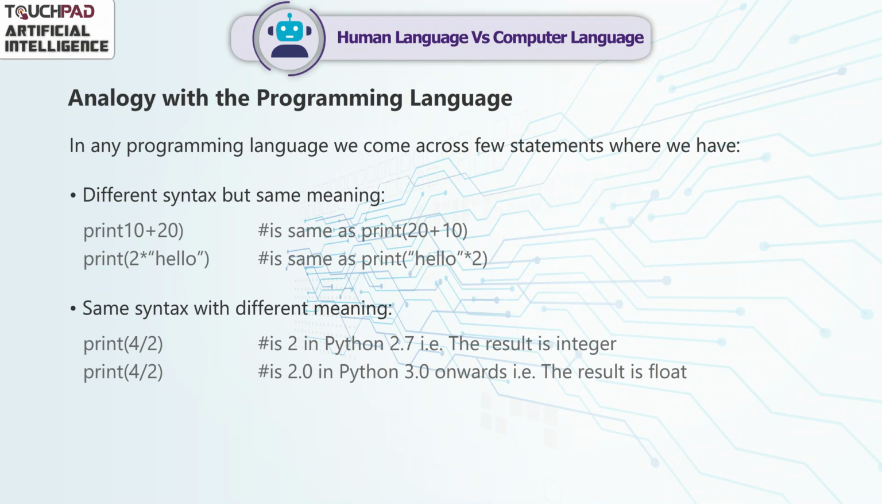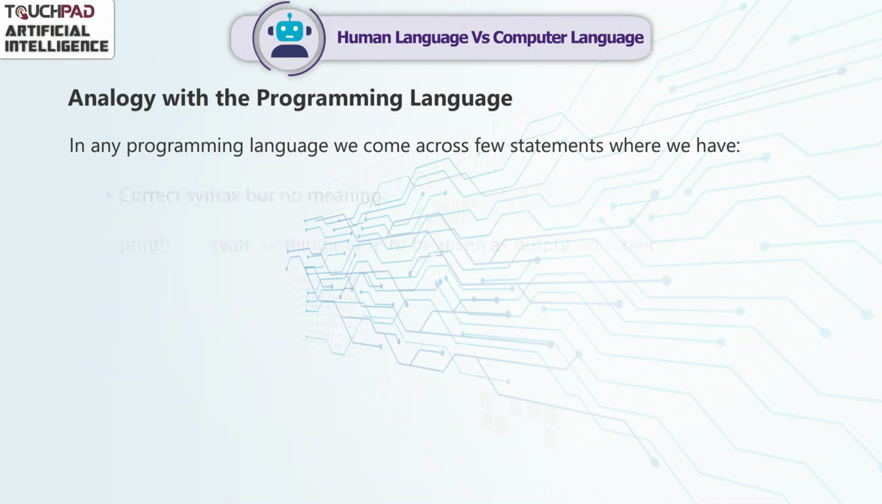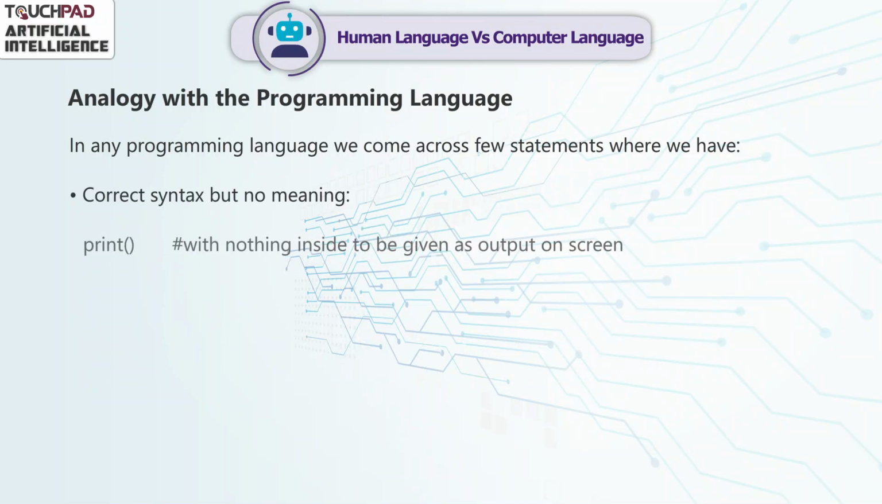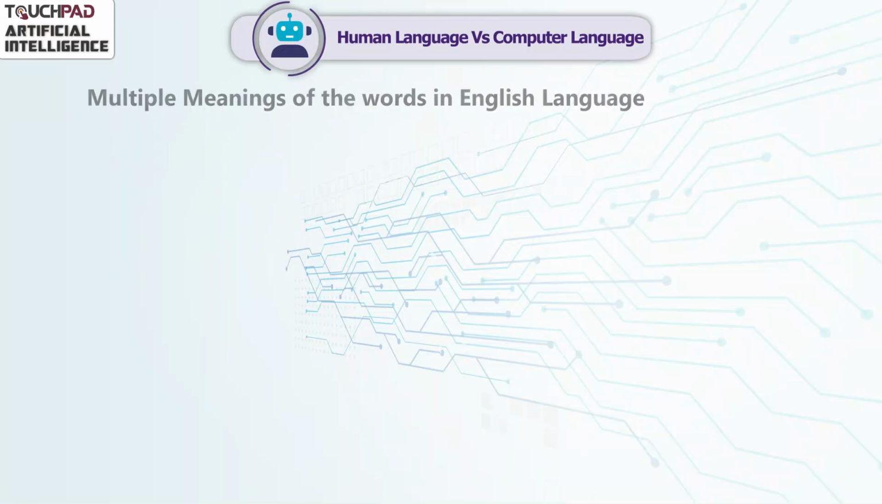Print 4 by 2 is 2 in Python 2.7, that is, the result is an integer. Print 4 by 2 is 2.0 in Python 3.0 onwards, that is, the result is a float. Correct syntax but no meaning: print with nothing inside, to be given as output on screen.